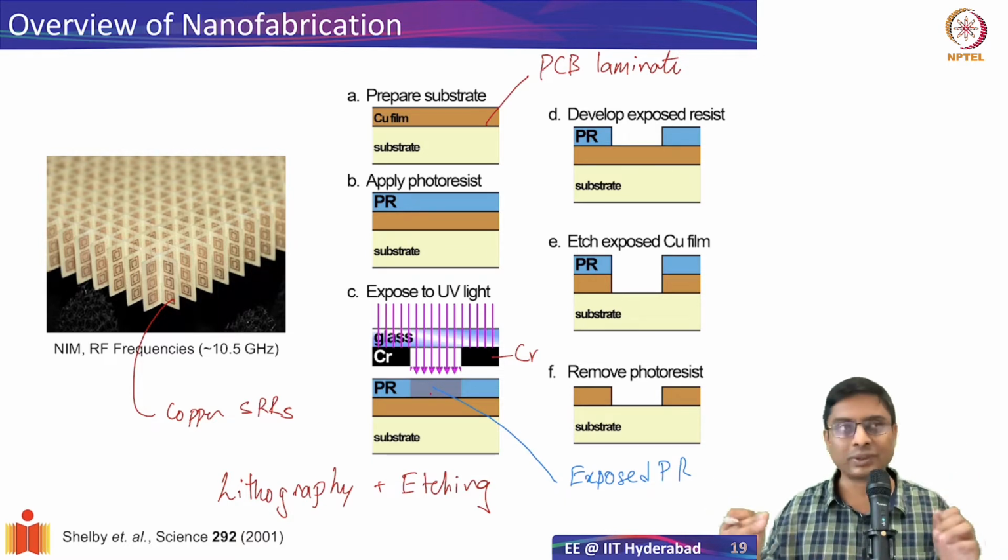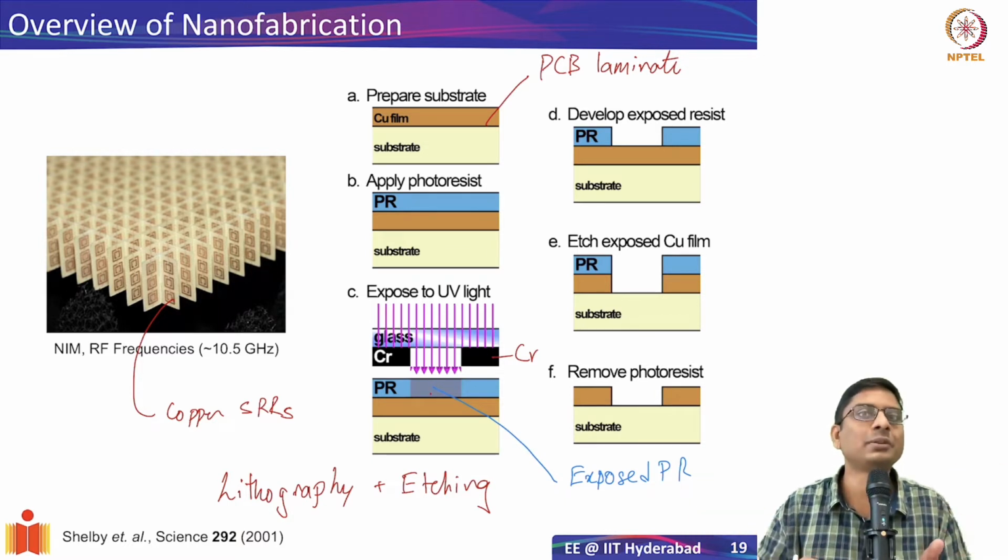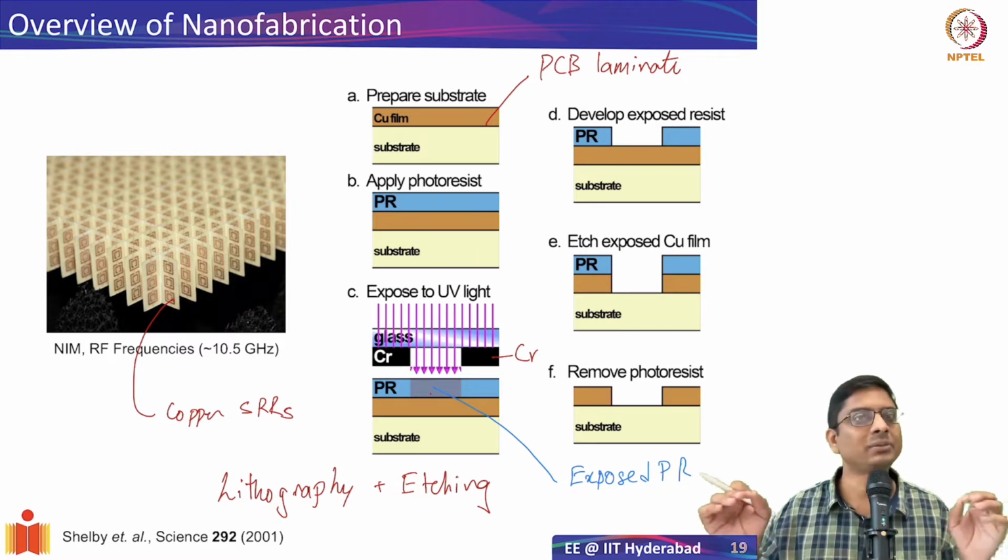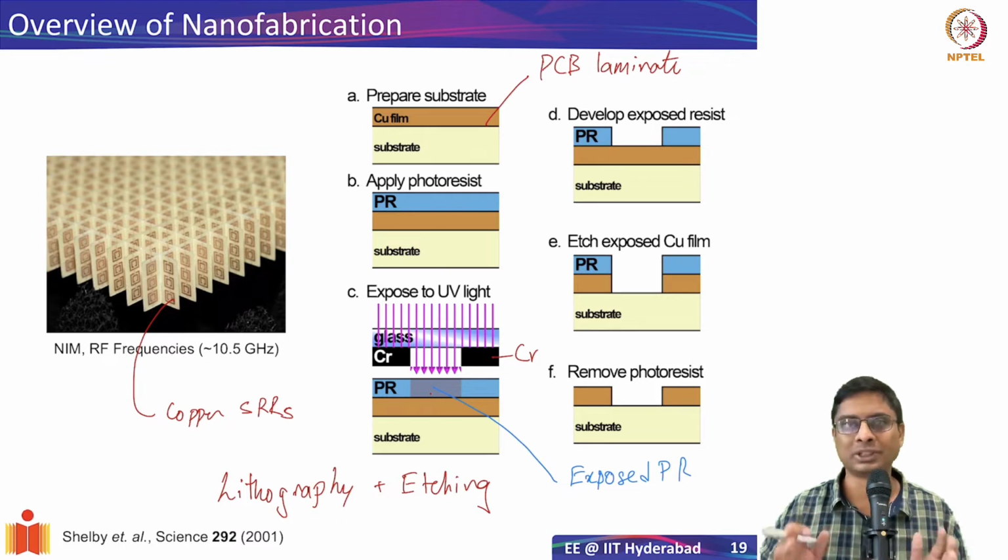Now take that film and put it into what is known as a developer solution. A developer is something that will basically remove the exposed photoresist. And whatever is not exposed, it will be not soluble. So exactly the same process used to happen in the old photography.